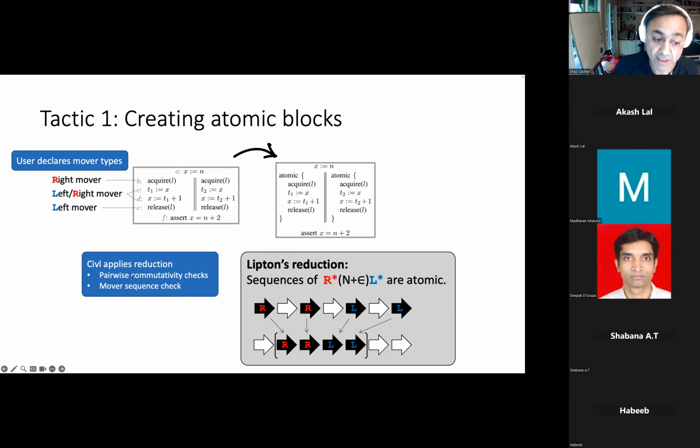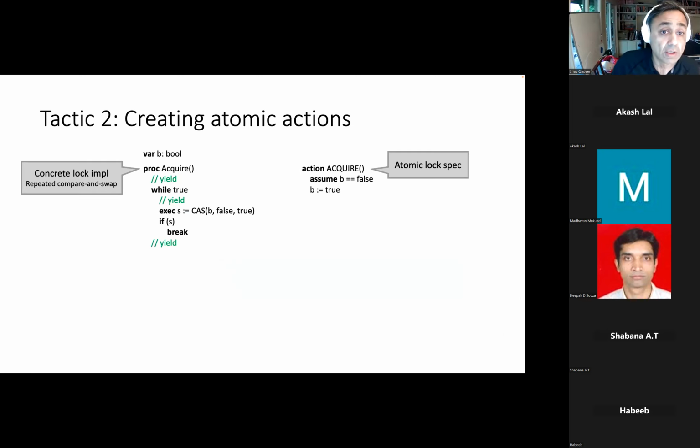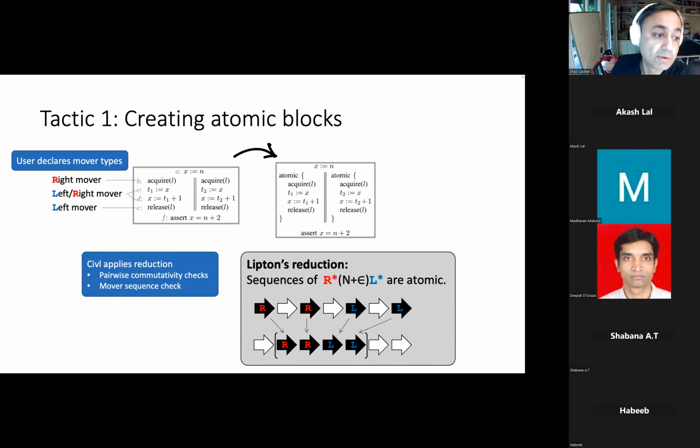Those atomic actions, the programmer can specify what their mover type is. Civil uses commutativity checks, logical commutativity checks, to make sure that those mover annotations are sound. And then it does some kind of flow analysis to check that the atomic blocks that are desired actually satisfy this condition, right movers followed by left movers, and that's how it creates atomic blocks. So Shaz, could you remind us what are these left and right movers?